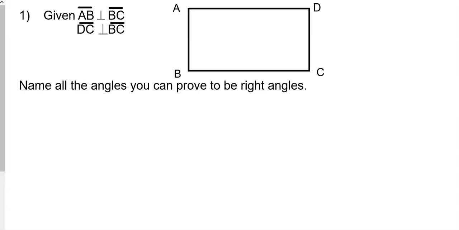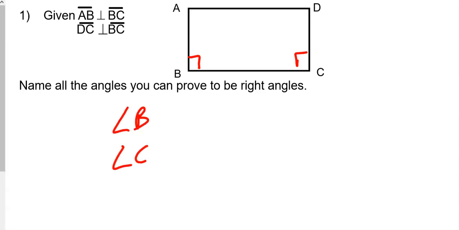Again, let's mark down our givens. AB is perpendicular to BC, so that gives us a right angle at angle B. DC and BC are perpendicular. Name all the angles that you can prove to be right angles. Please pause this video for 1 minute and answer that question, and then we'll go through it.